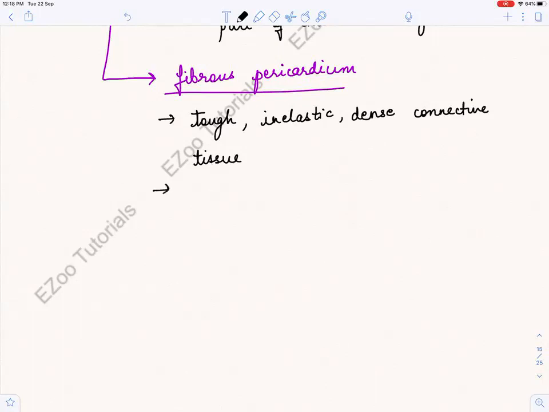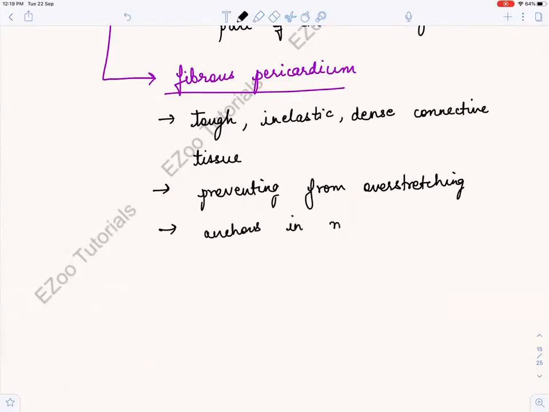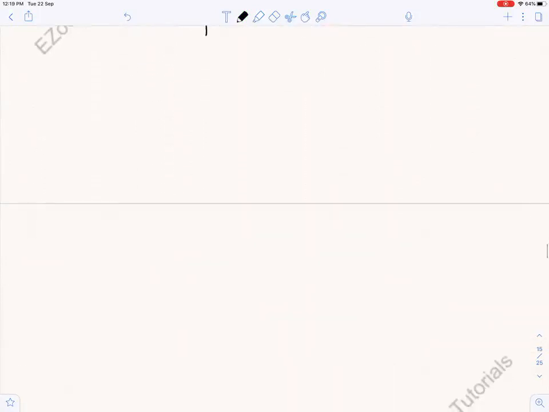So what is the fibrous pericardium doing? It is preventing overstretching, right? And what else is it doing? It is anchoring the heart in which cavity? The mediastinum. And it provides protection since it is very tough and inelastic. Now let us see the other thing. The other layer was what? The serous pericardium. And what is this serous pericardium?